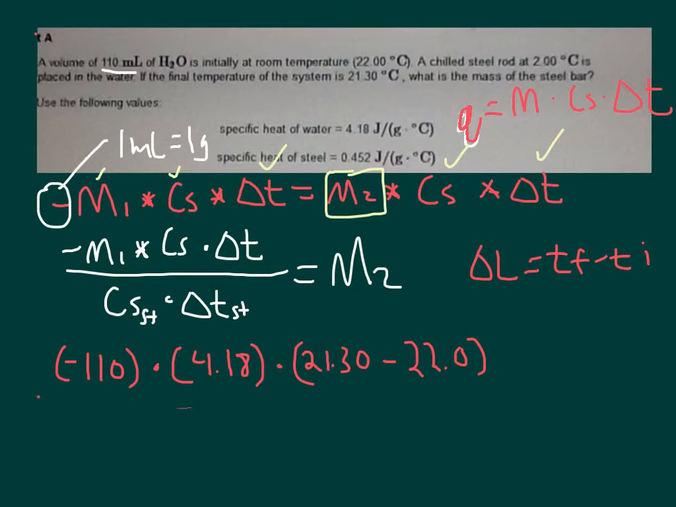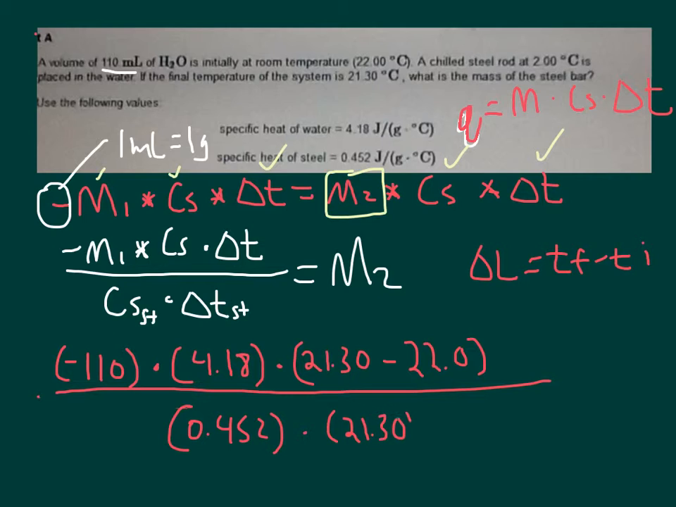Alright, let's get back to this. Specific heat of steel would be 0.452 multiplied by the change in temperature of steel. Remember, it's not the same as the other one. Let's read the problem. A chilled steel rod at 2 degrees Celsius, that's the initial, and it has a final temperature of the system of 21.3, so that's 21.3 minus 2.